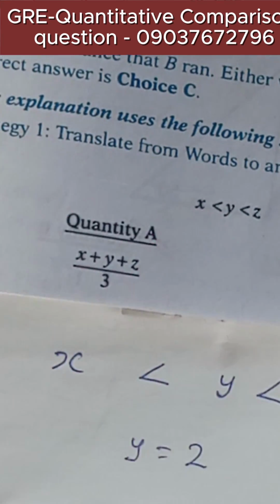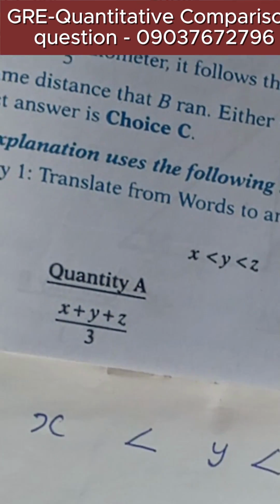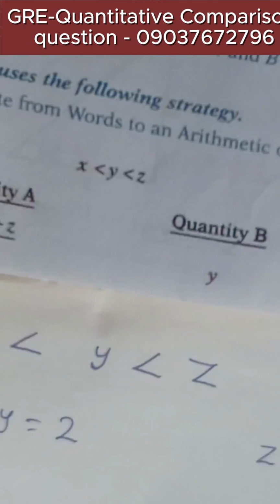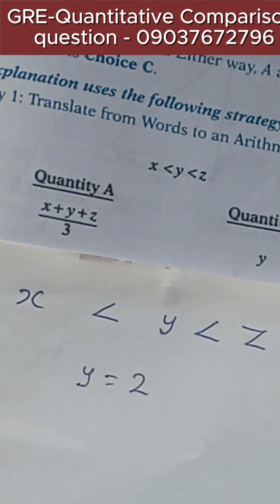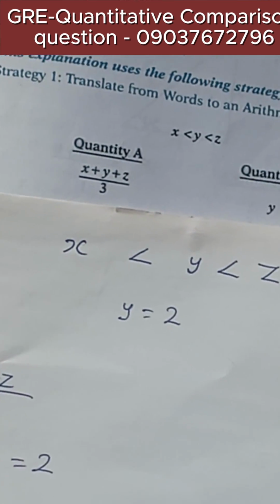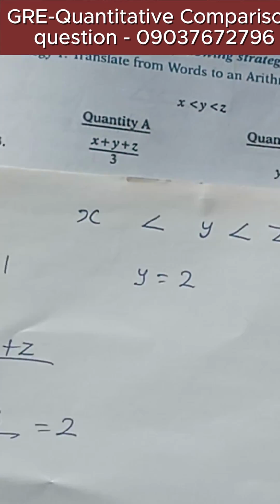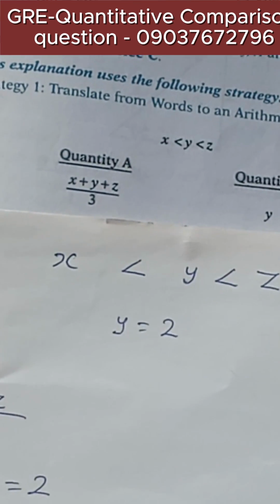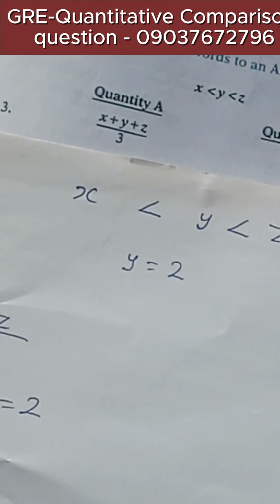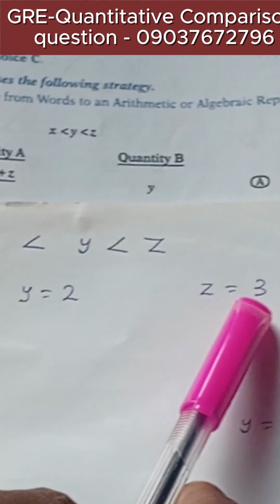So quantity A says x plus y plus z divided by 3, and quantity B says y. And we are asked to compare which quantity is greater, or the relationship between the quantities. Now, since we are told that x is less than y and y is less than z, one approach we can use to solve the question is to pick values for x, for y, and for z.